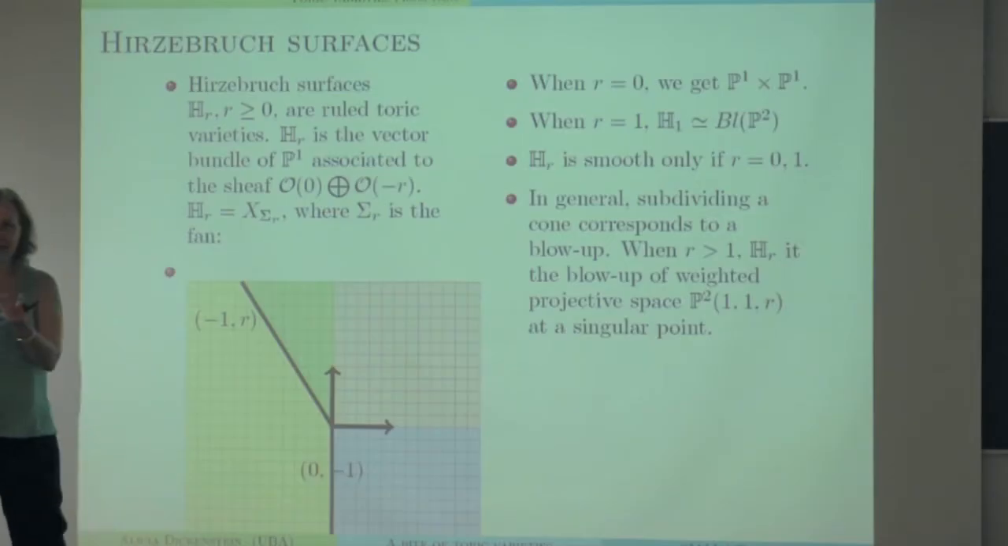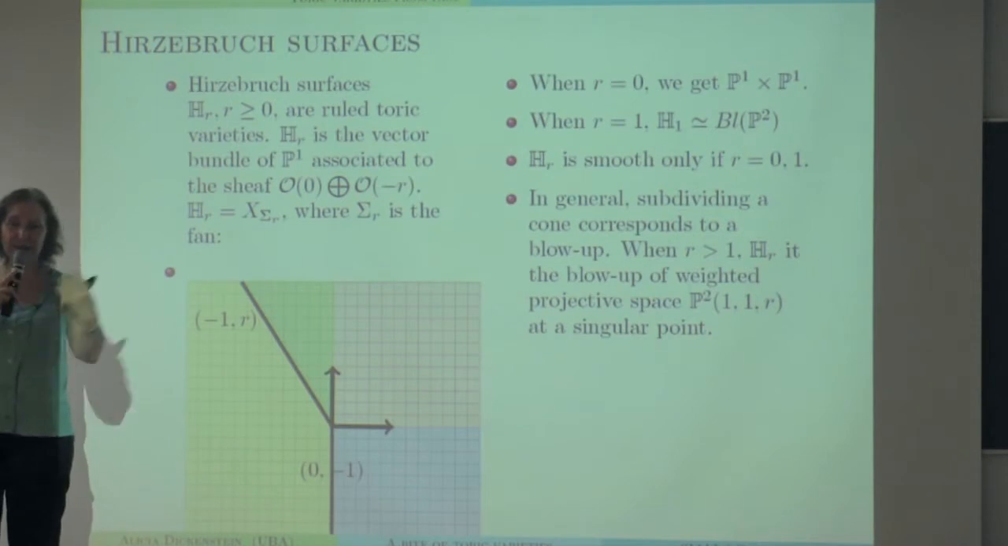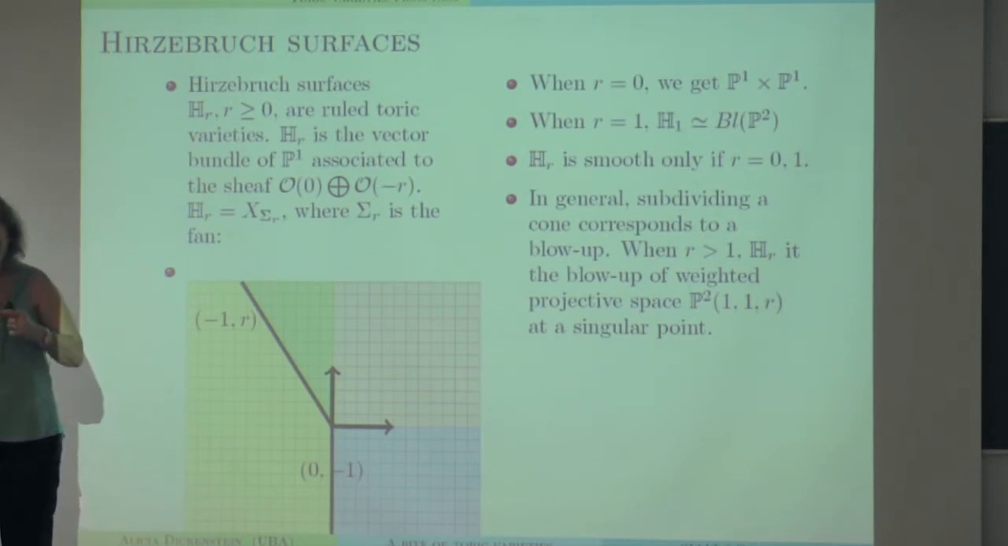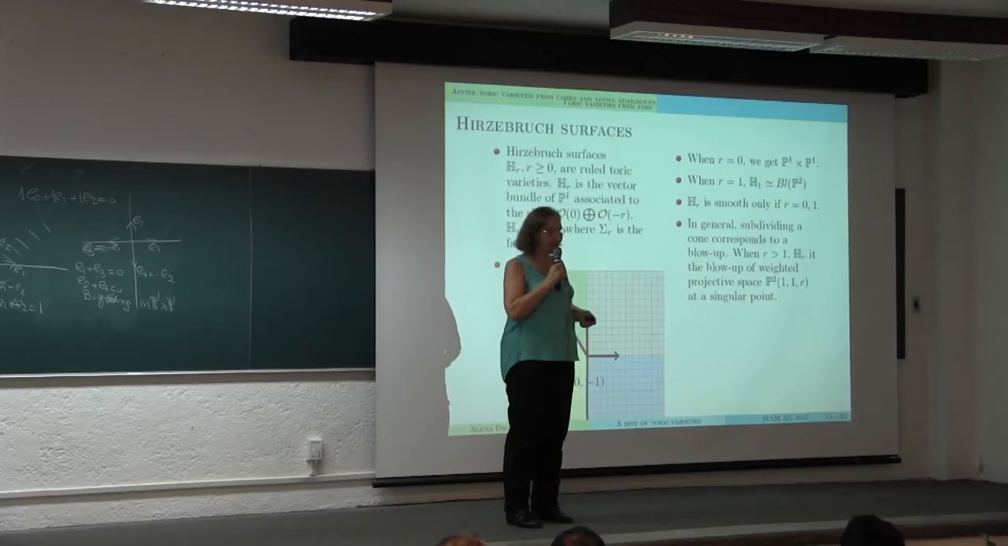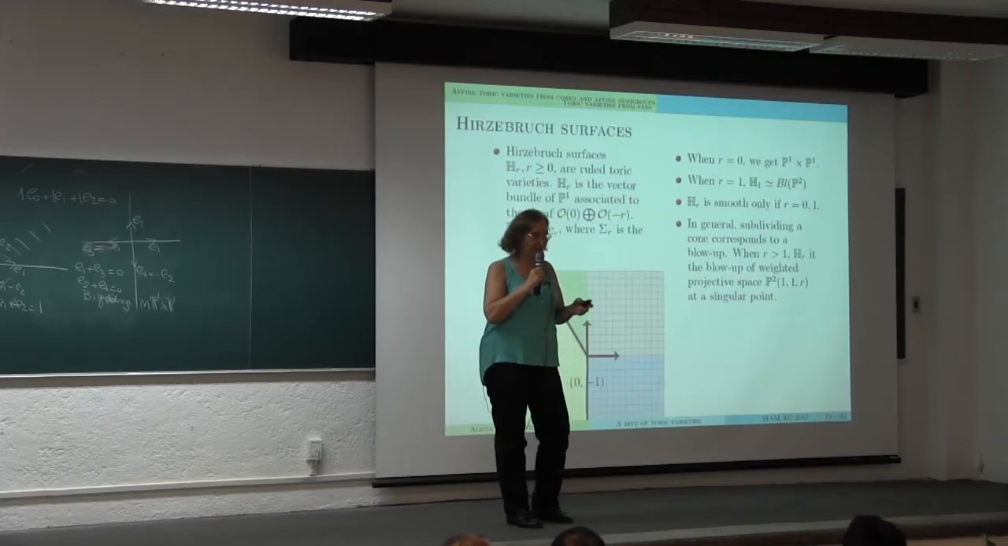If you are in higher dimensions, you can subdivide. Sometimes, if you have something which is like a square, you subdivide like this or like this, but sometimes you need to add a ray. But there is a well understood toric desingularization that some other people could explain better than I can.